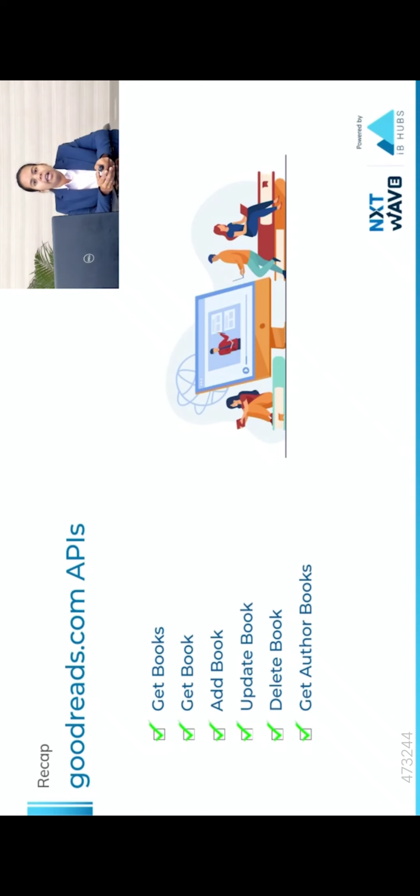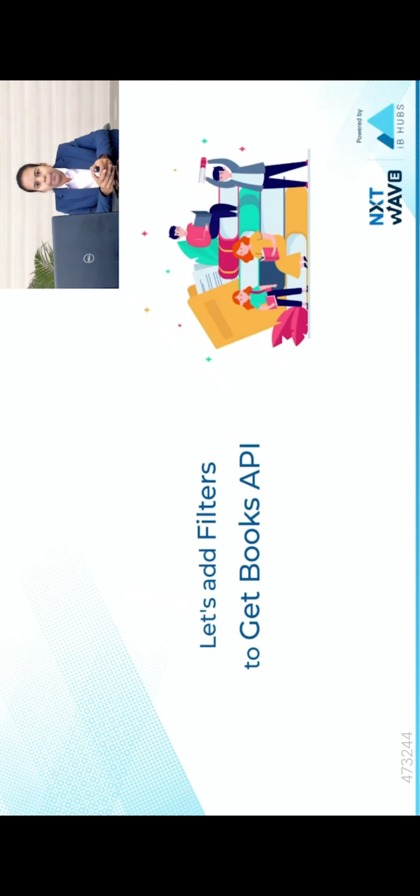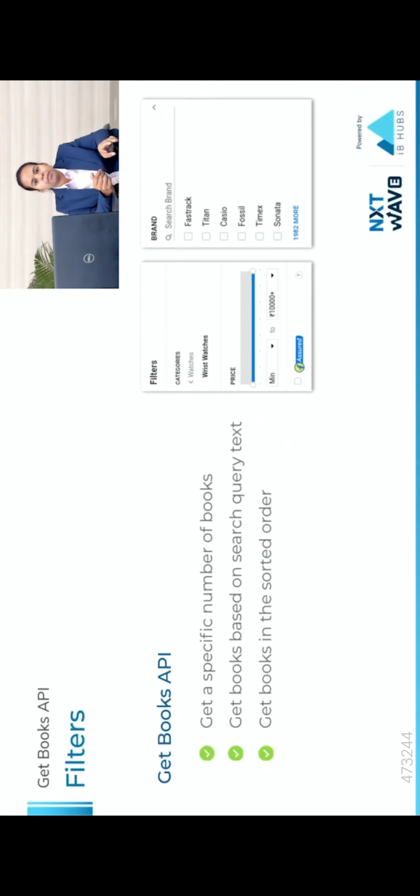In today's session, let's add filters to the getBooks API. Generally, in e-commerce websites, you might have seen various filters, right? There is a search bar where you can search, and then you can filter the products based on the price range. You can sort the products based on the price or the rating. Like this, there are various filters available, right? Similarly, now let's apply some filters to the getBooks API.